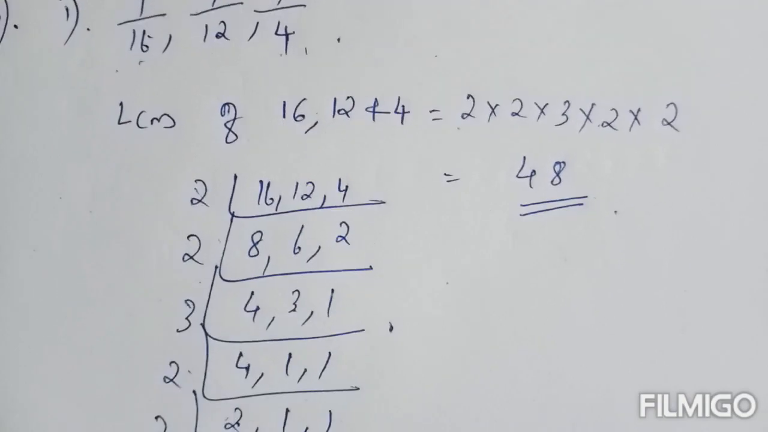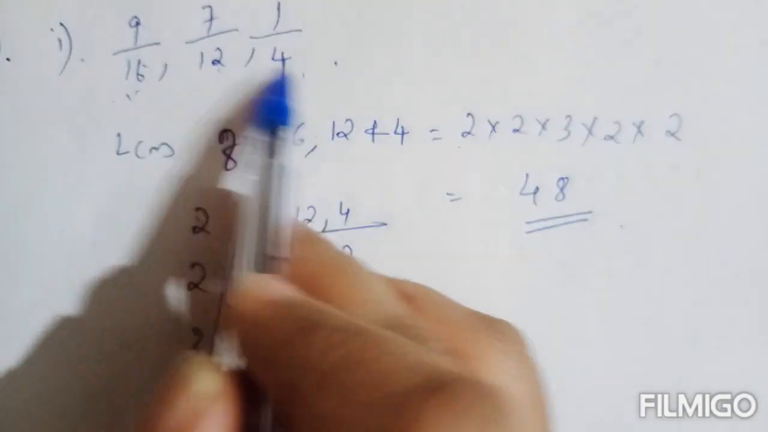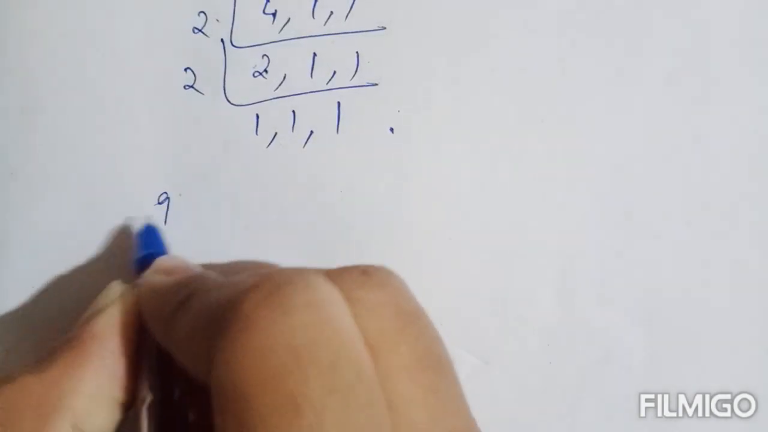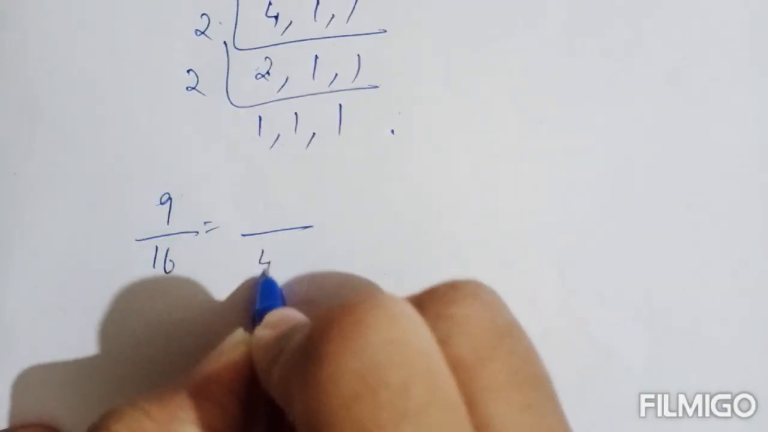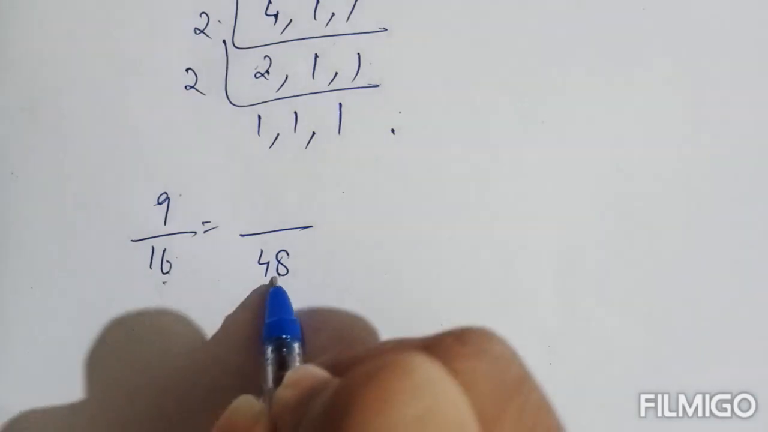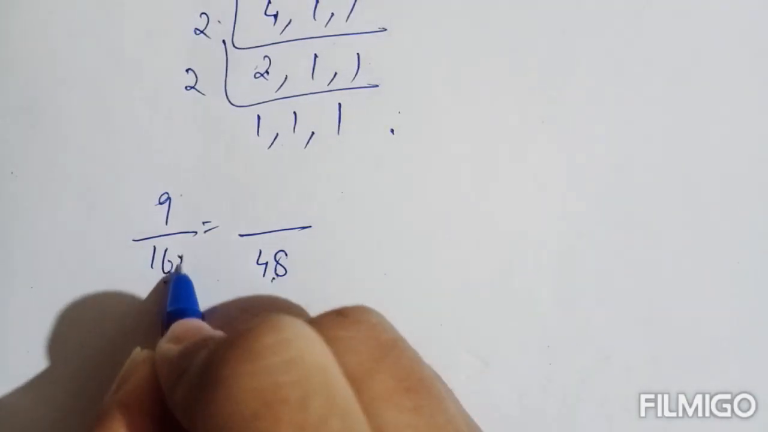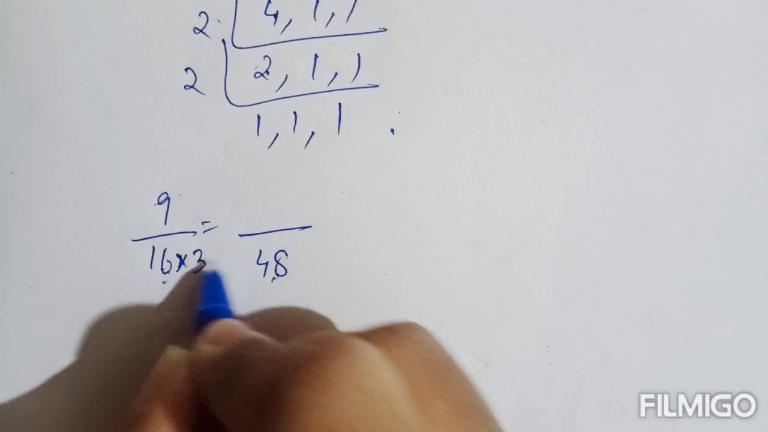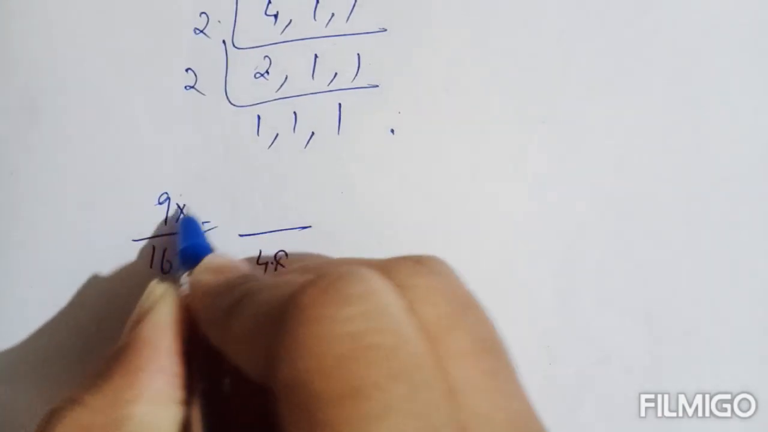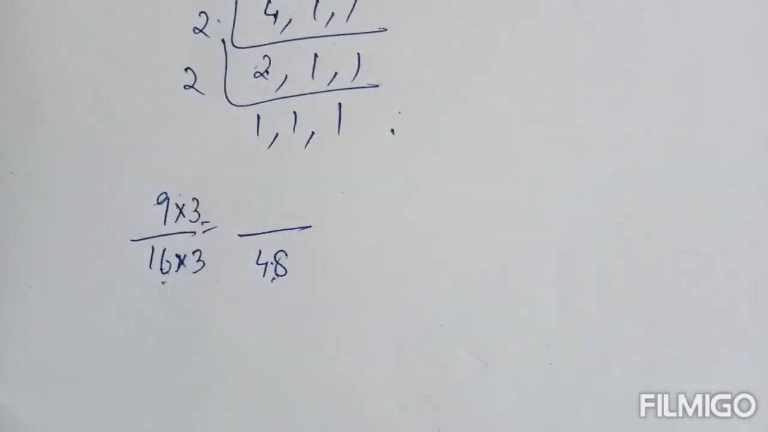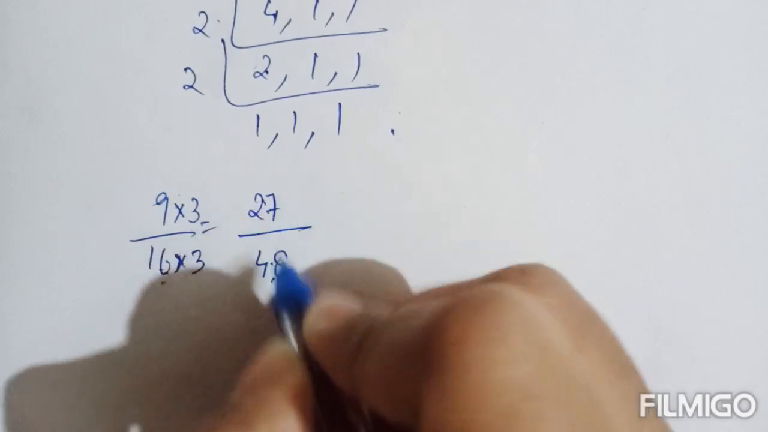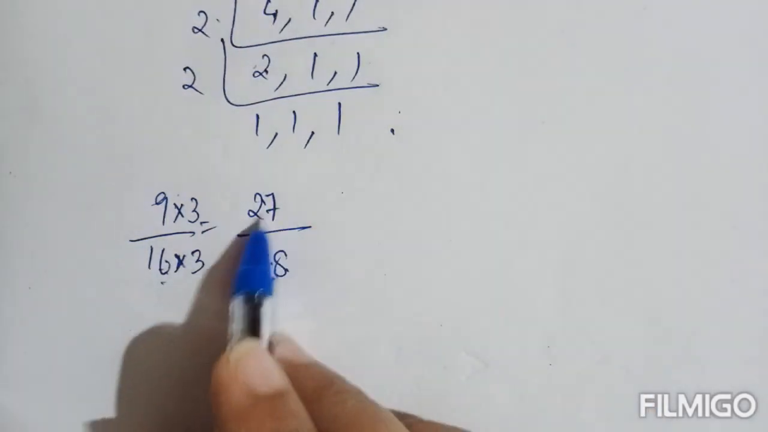Now make the denominators equal to this LCM, that is 48. So first fraction 9 by 16. You have to make the denominator 48. Now we know 16 into 3 is 48. So 9 you multiply by 3. 9 into 3, 27 by 48. This will be the fraction.